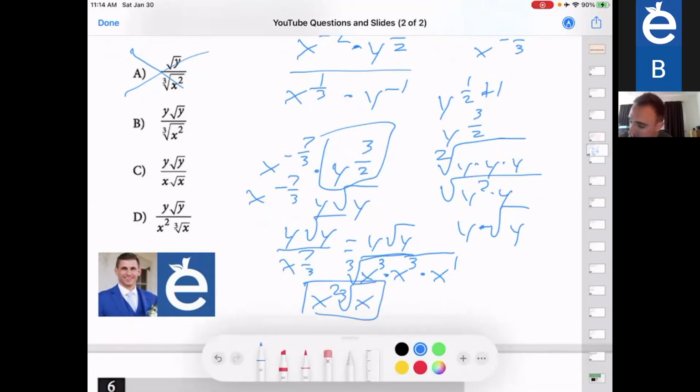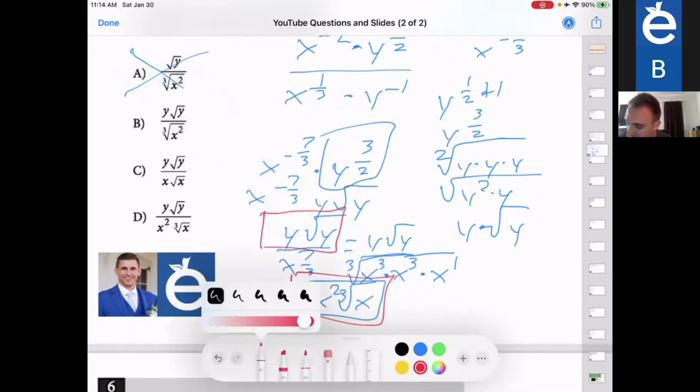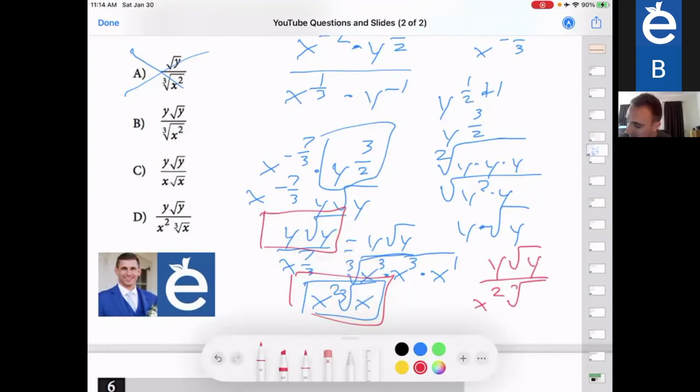So if I merge these terms, I take my numerator there, and now this rewritten denominator. I want y times the square root of y over x squared times the cubic root of x. I can see that's this answer here. This doesn't have a cubic root radical there. B does, but it's not written properly. So D is our answer there.